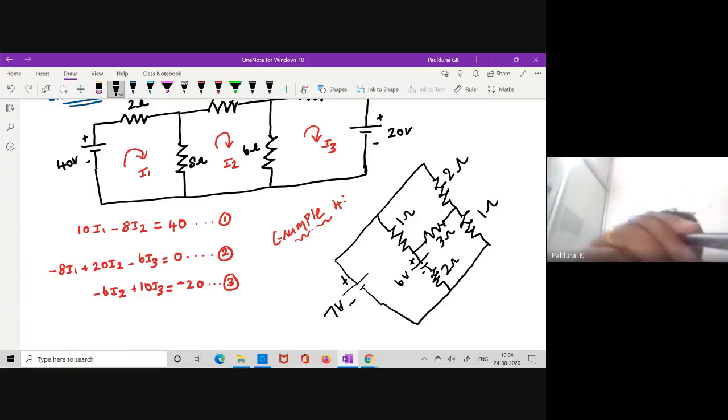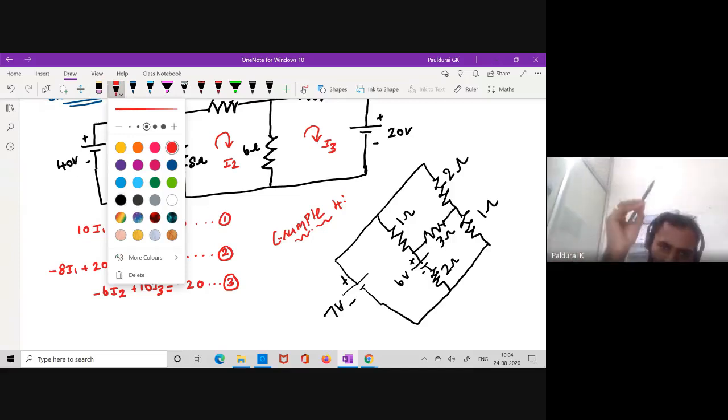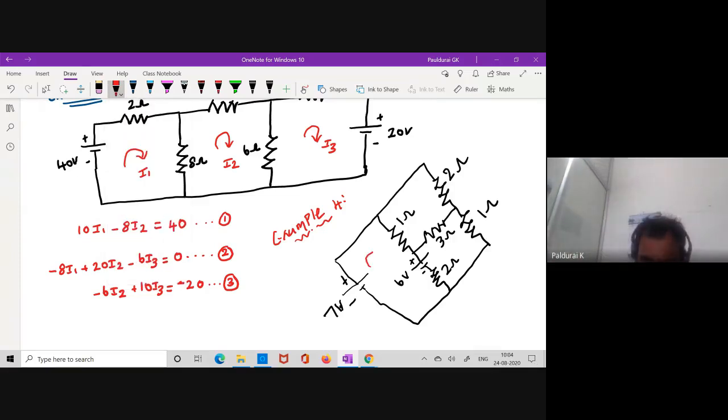So here also, what is the very first step you want to assume? So how many loops? 3. 3 loops. So this is my I1 and this is my I2. This time can you develop by yourself or do I want to teach?